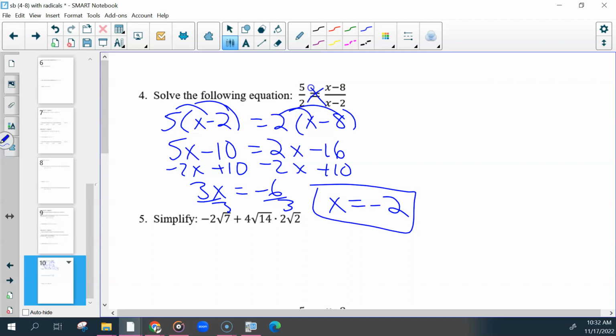Remember that while you're practicing, you can use Desmos, you can check your answer, you could put it back in, do it algebraically, and see if they're the same on both sides. Do you have any questions on that one?